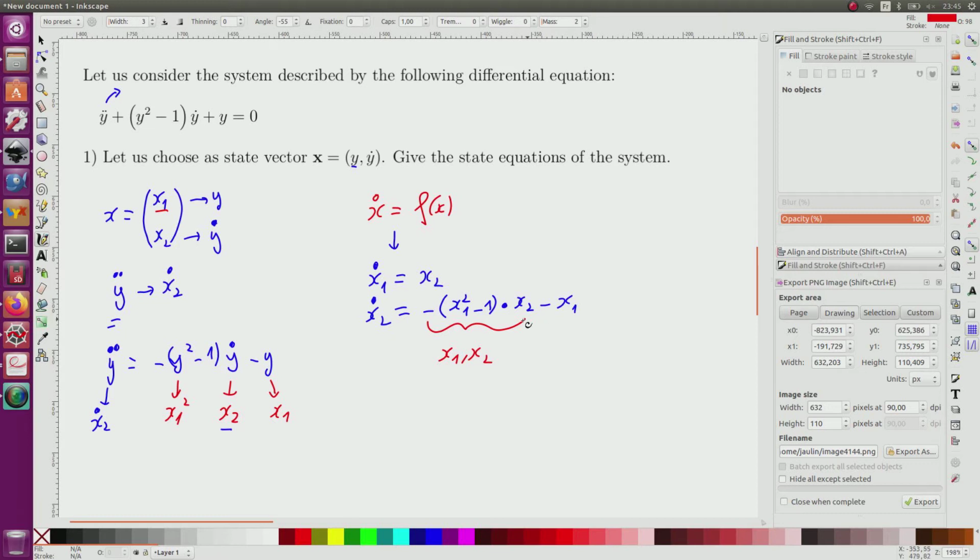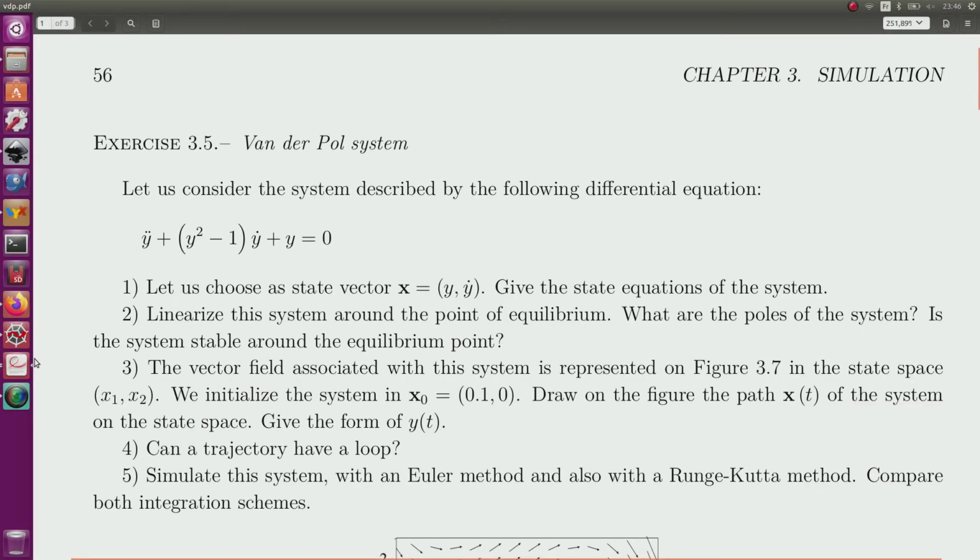So recall that here I am only allowed to have x1, x2, but I am not allowed to have the derivative or to have some y's somewhere. So this corresponds to a state formulation of the van der Pol system. Now, second question, we have to linearize this system around the equilibrium to study the stability. So we have to find the poles of the system and to check if it is stable or not around the equilibrium point. That's what I will do now.